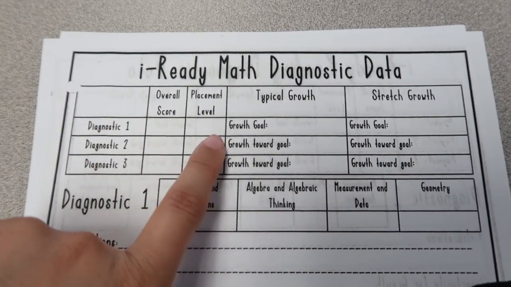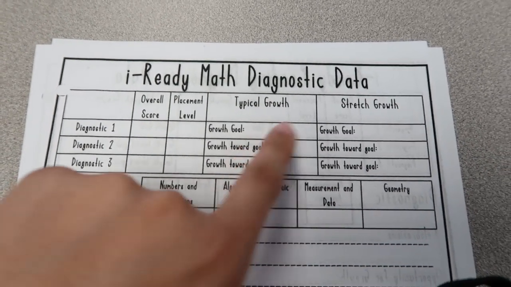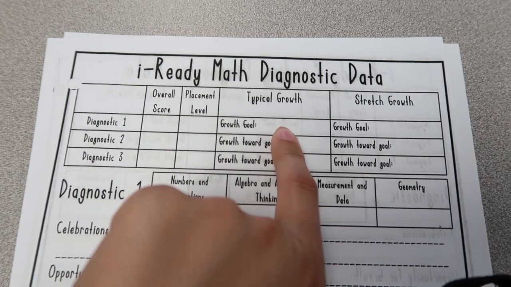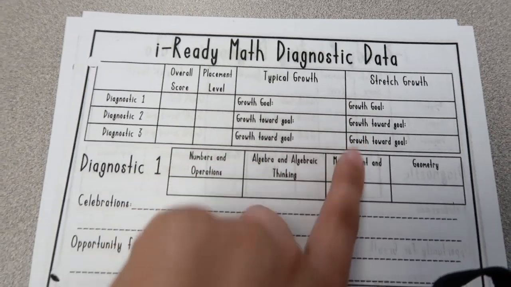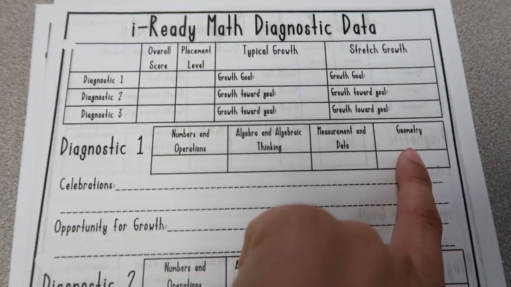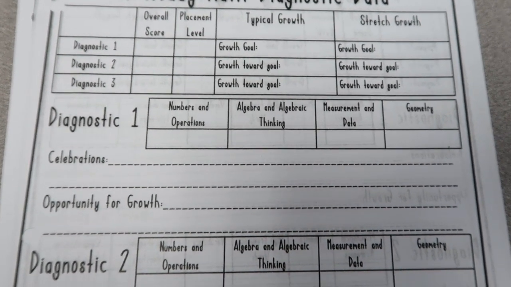I will tell them their overall score and their placement level, talk about the growth goal for the year, and then their stretch growth. So if you don't use iReady, this one is what is expected to happen. This is like best case scenario if they go above and beyond. And the next box is specific to the different domains that are within the math diagnostic. And then I really love this next part, the celebrations and opportunity for growth.